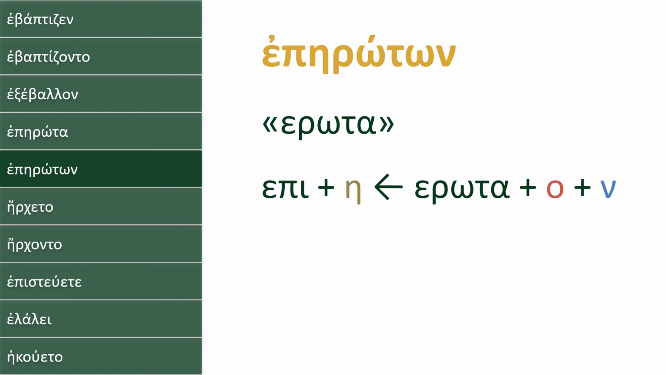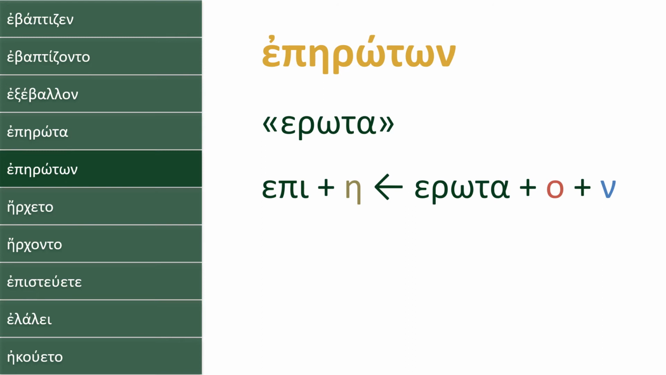Eperoton, I was asking, or they were asking, imperfect active indicative, either first person singular or third person plural, from eperotao, I ask. The root is erota. We have the preposition epi in compound, but the final iota of epi drops out because it's followed by a vowel. Next we have a vocalic augment. The initial epsilon on the stem erota lengthens to eta as the augment.